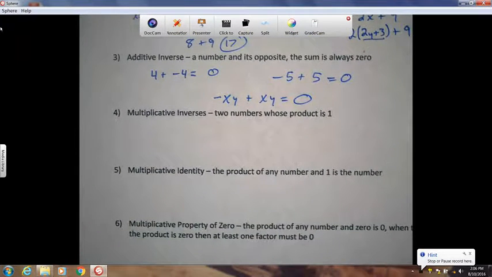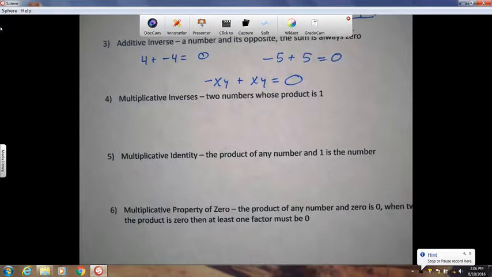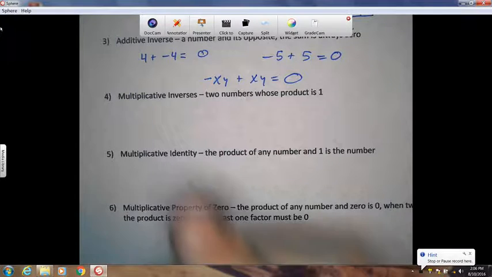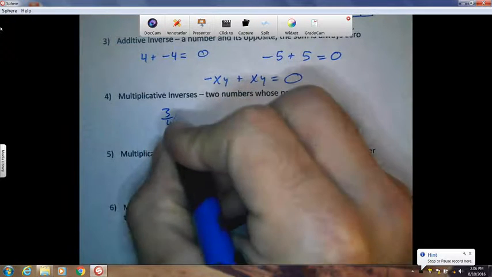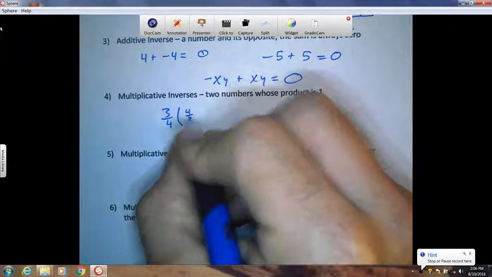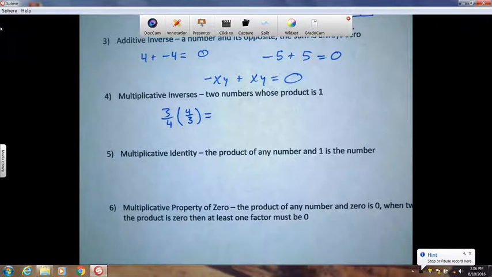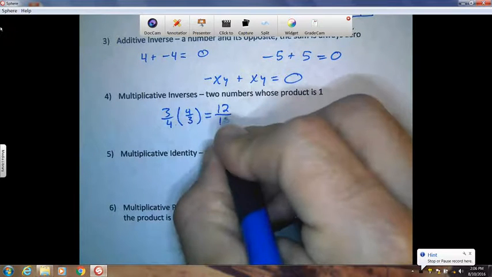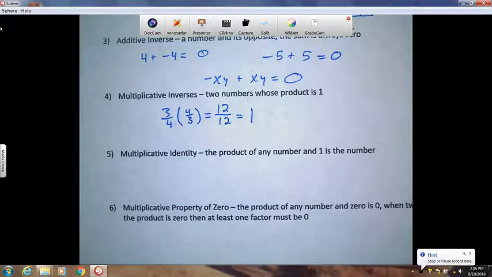Multiplicative inverses, two numbers whose product is 1, also known as reciprocals. So 3 over 4 multiplied by 4 over 3, 3 times 4 is 12, 4 times 3 is 12, that equals 1. Those are multiplicative inverses. You will use those all the time to solve equations that involve fractions and division. So remember that. Multiplicative inverse, you're multiplying by the reciprocal.